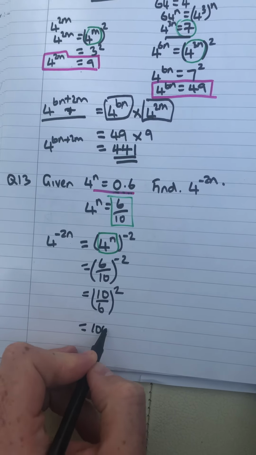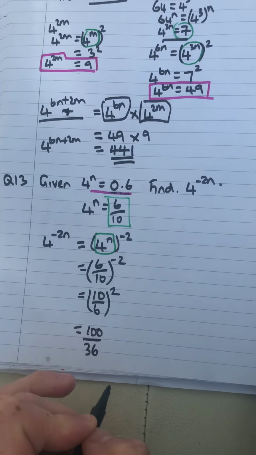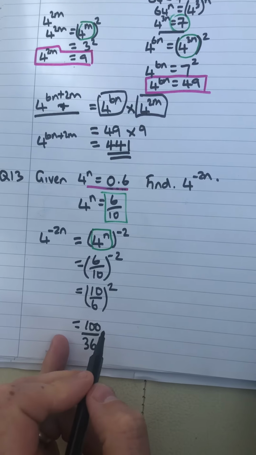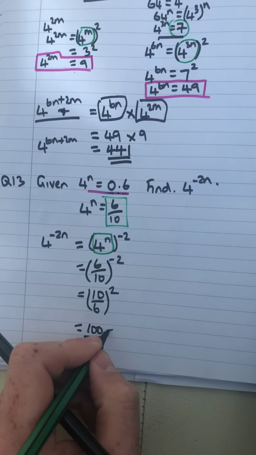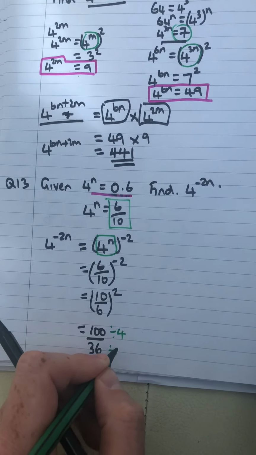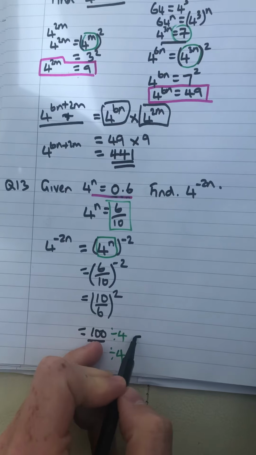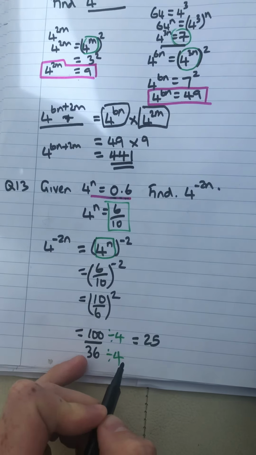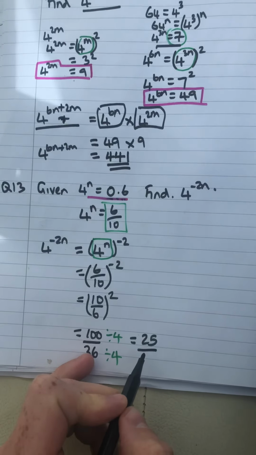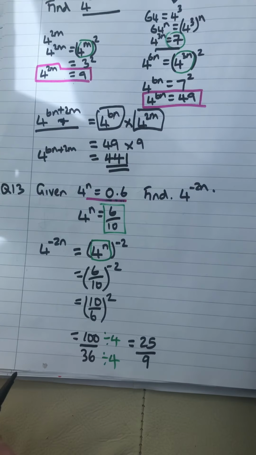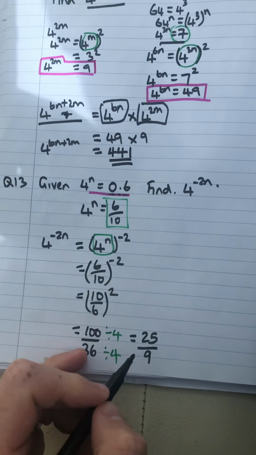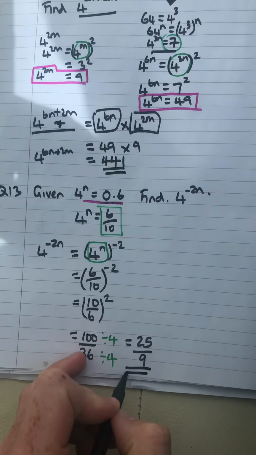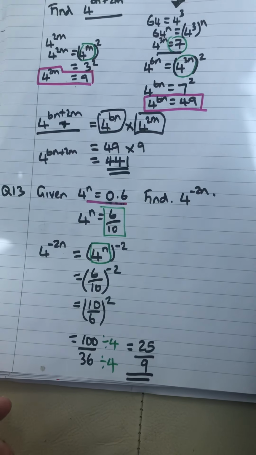So 100 over 36. And then you should be able to see that I can cancel that down. Divide by 4, divide by 4. 100 divided by 4 is 25. And 36 divided by 4 is 9. Can I go any more than that? No, so that should be the correct answer. Hope that helps.